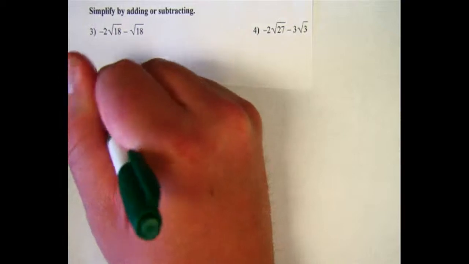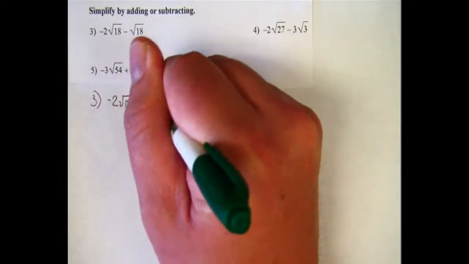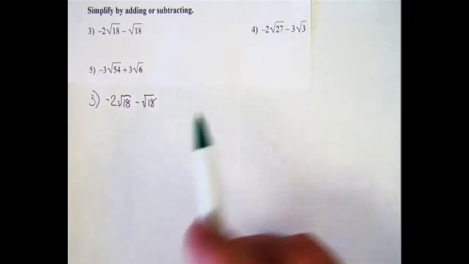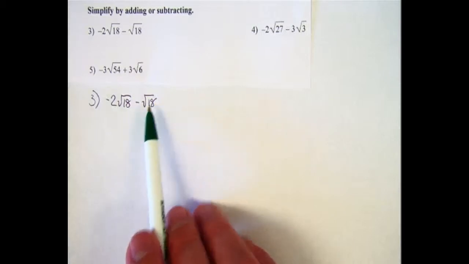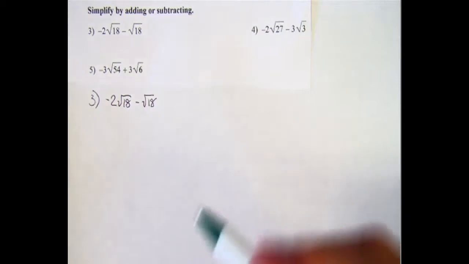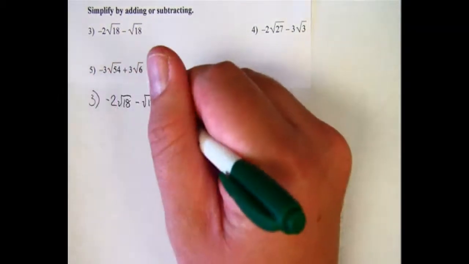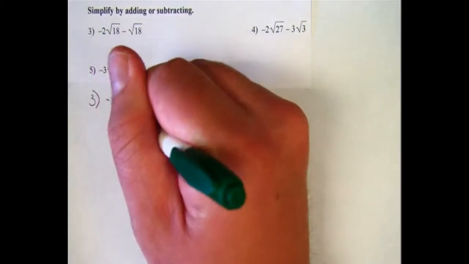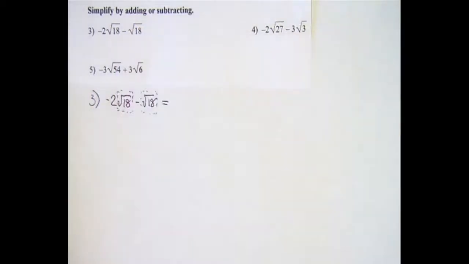So looking at number 3, we have negative 2 times root 18 minus root 18. So what I need to look at is, are the radicands the same? So here we have 18 and 18. These are the same. That's easy to deal with. So what I can do is I can go ahead and add or subtract these, and here we're going to be subtracting. And if it helps, try and think of this root 18 as almost being like a variable.